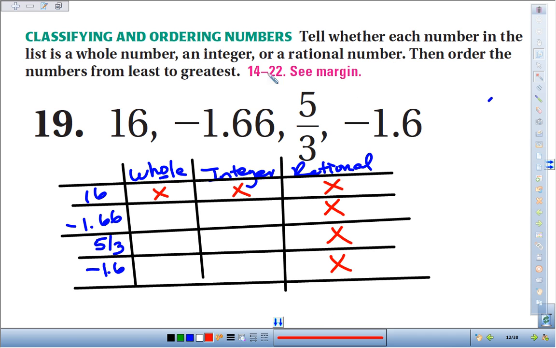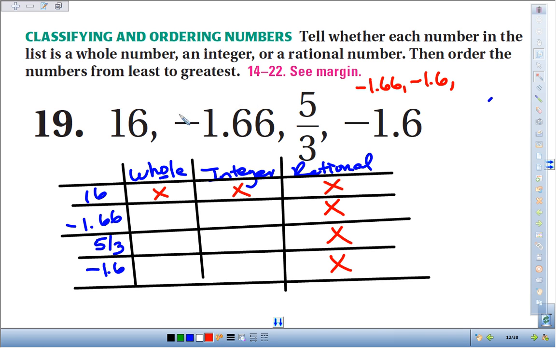As far as writing the numbers in order from least to greatest, we look for our biggest negative. Well, we've got two negative numbers, negative 1.66 and negative 1.6. If you think about a number line, which would be the furthest to the left, it would be negative 1.66. And then it would be negative 1.6.